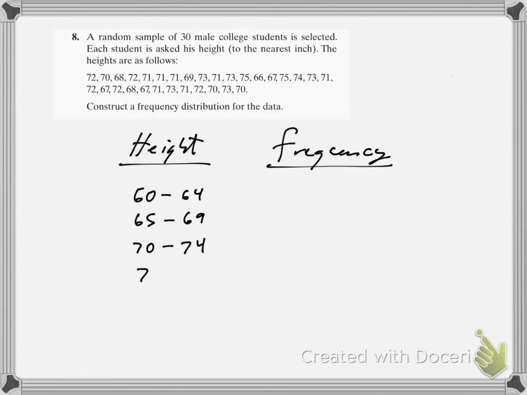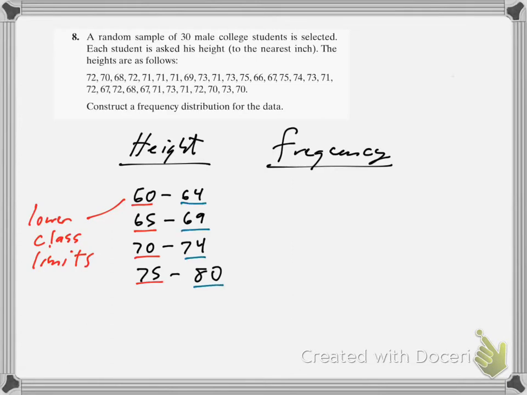And then I'm going to go 75 to 80. Okay, so first of all, I want to introduce some terminology here. For each of these rows, each is called a class. We call these classes because they're ranges. The first entry in each class is called the lower class limit. And then the second item is the upper limit for each class. These are called the upper class limits.